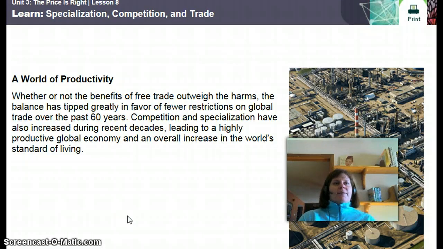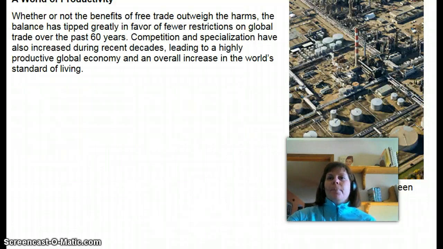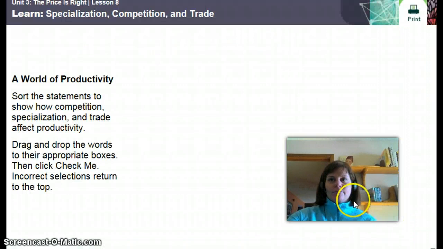A world of productivity. Whether or not the benefits of free trade outweigh the harms, the balance has tipped greatly in favor of fewer restrictions on global trade over the past 60 years. Competition and specialization have also increased during recent decades, leading to a highly productive global economy and an overall increase in the world's standard of living.